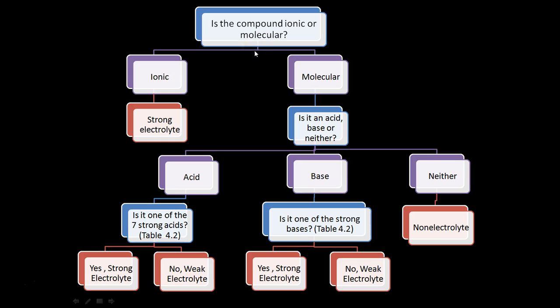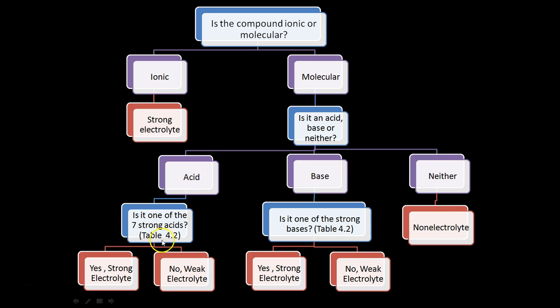if you want to find out if a compound is ionic or molecular, a strong electrolyte or weak electrolyte, you can follow a flow chart like this. Is it ionic or is it molecular? Well, if it's ionic, it's a strong electrolyte. So all ionic compounds are strong electrolytes. If it's molecular, it might be an acid or a base. If it's an acid, you have to ask, is it a strong acid or a weak acid?